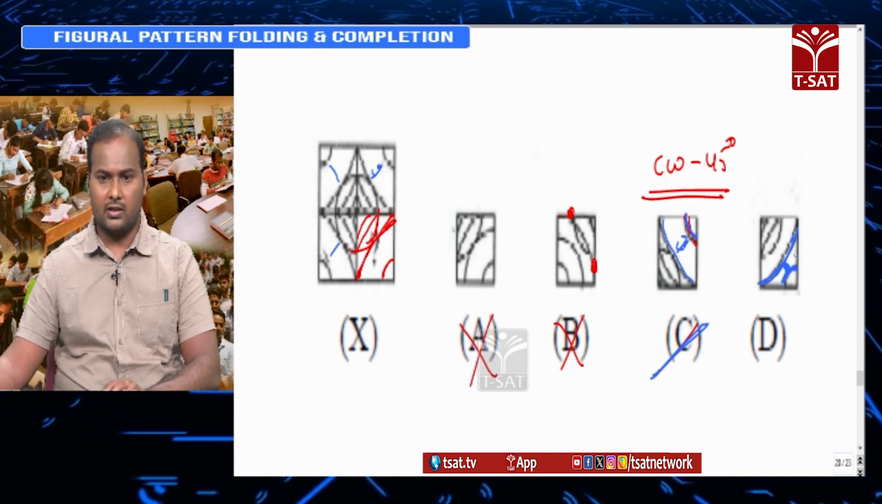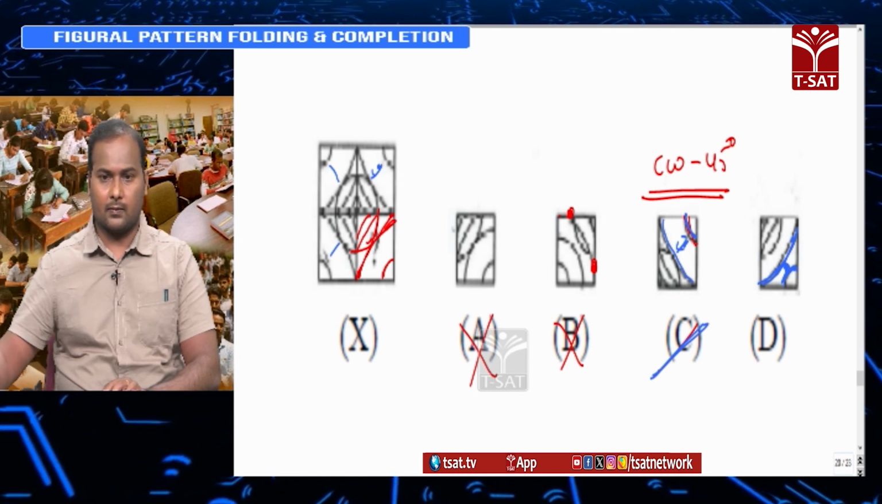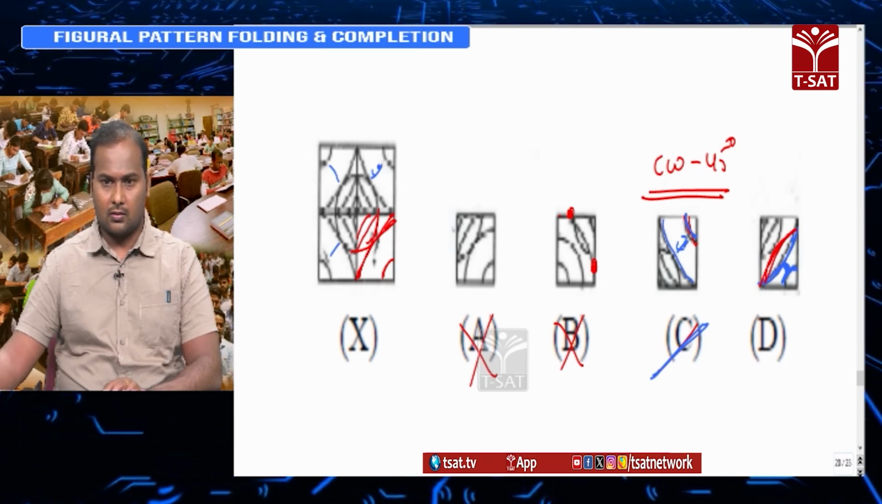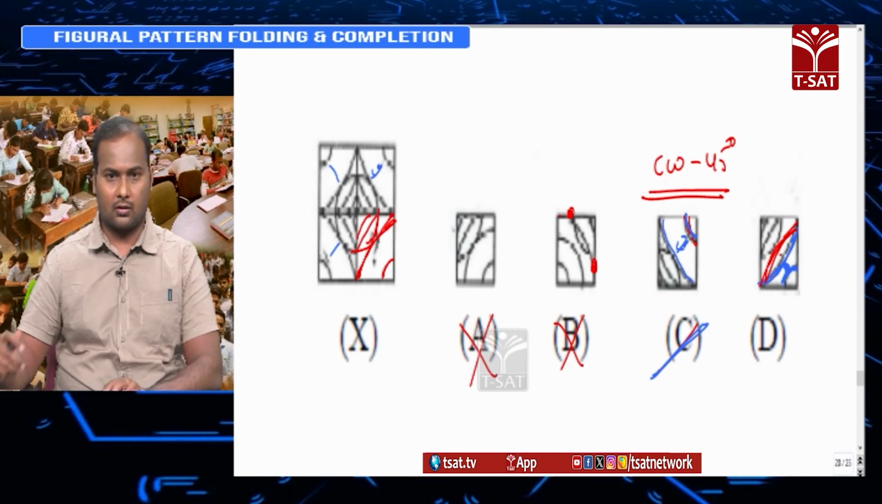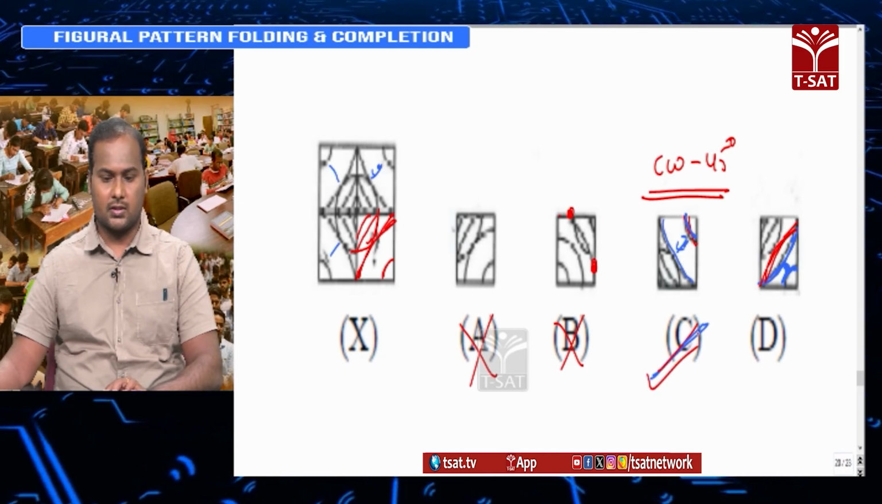In case of option D, it is very, very meager, and moreover the inner line is inverted. In option D, the line should be like this. Then your option D will come into the competition. So because of this reason, the answer is option C.